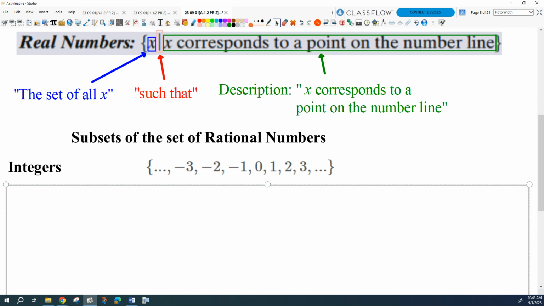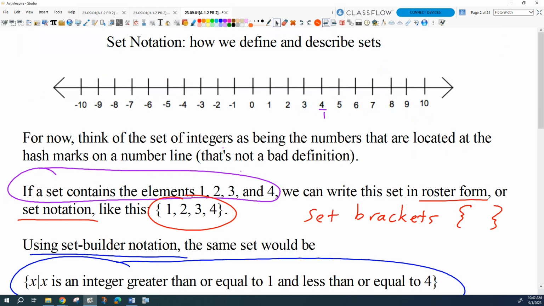Because think about what we did in this past example. We used roster form to describe a set that had 4 elements that I could write. Agreed? How many pieces are there in the set of integers? How many dashes are there on that number line? How many total dashes are there? Does the number line ever stop? So what do you think? Infinite. Yeah, there's an infinite number of hash marks if I go far enough in the negative direction or the positive direction, right?